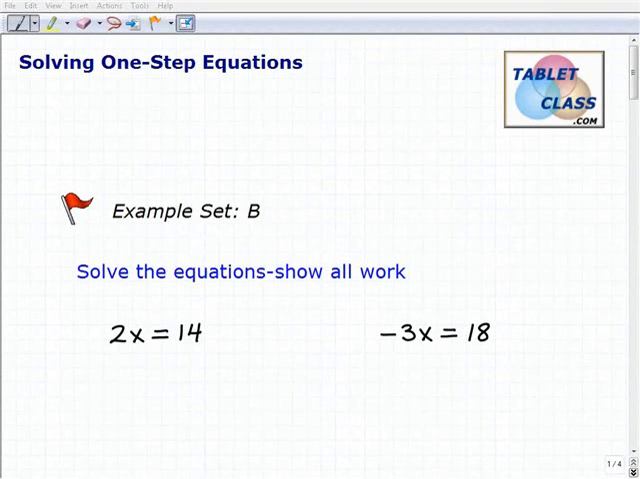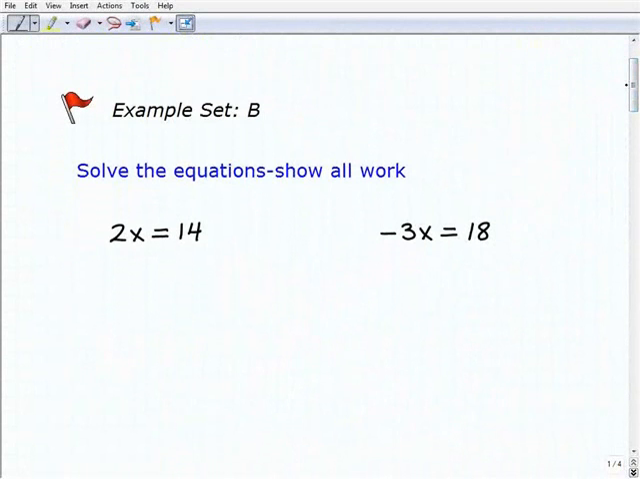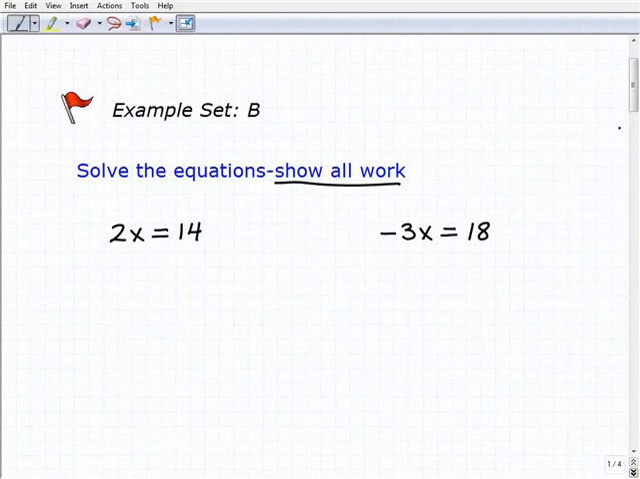And of course, I hope you had a chance to watch the lesson and the previous example set. And if you did, you know that we're focused on using inverse operations to solve these basic one-step equations. So let's go and tackle these equations. And of course, we want to always show all of our work.